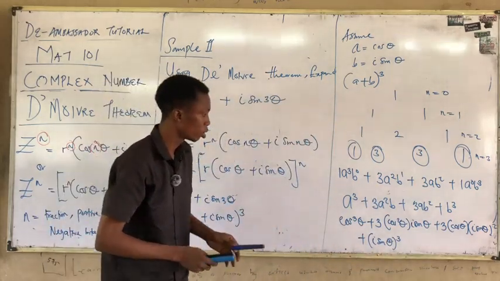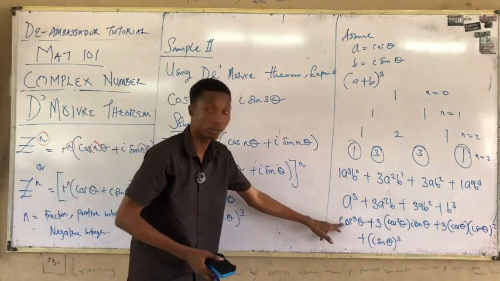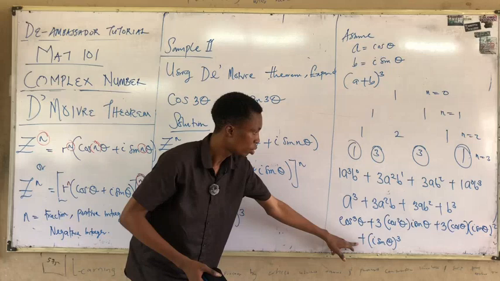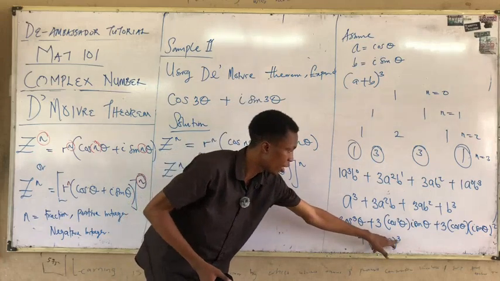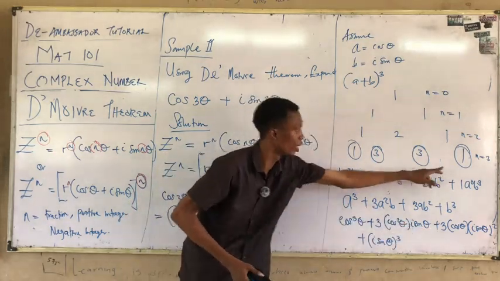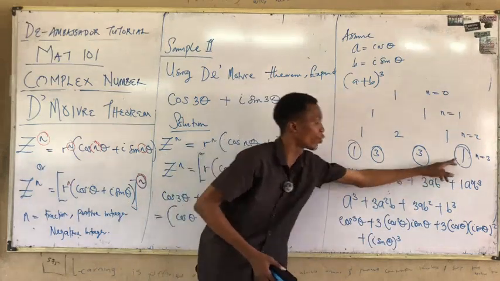Where? This one. Three is here, three here. The coefficients are 1, 3, 3, 1.